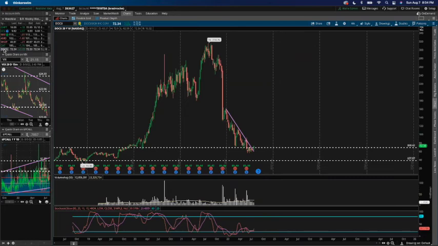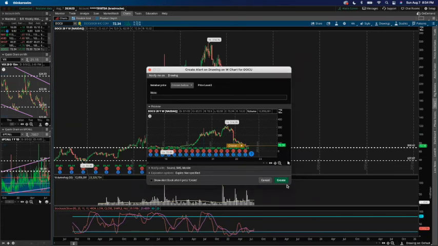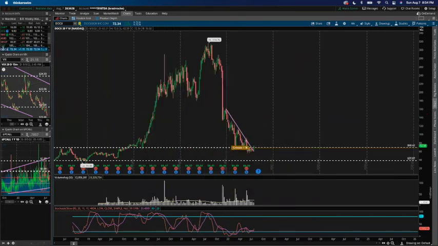DocuSign. It wasn't a very strong downtrend, so I do want to see it hold first. I'm actually going to set an alert before, and I'm not going to add it to my watch list. So I'm going to set an alert to watch it later on.